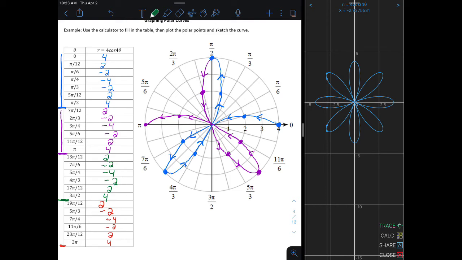Now we'll go to the third set here in green and do the same thing. Plot the points, indicate the direction of travel. And then lastly, the fourth set right here in red to complete our curve. And so now we have completed the graph of this polar rose with its 8 petals.